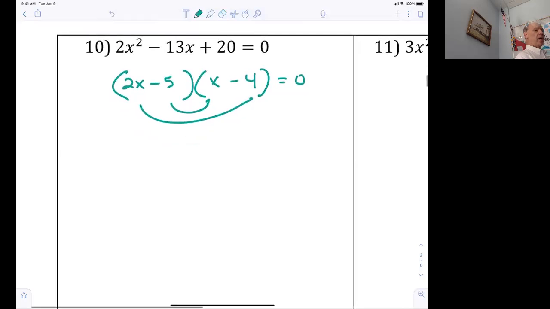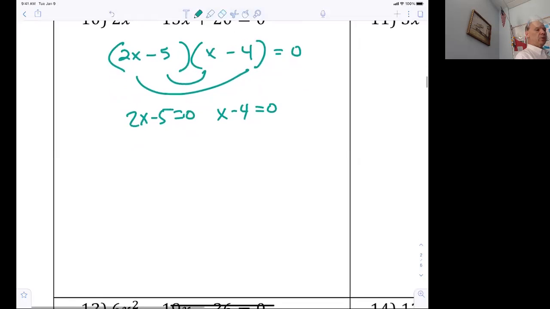All right. Now, 2x minus 5 equals 0. X minus 4 equals 0. So now x equals what? 5/2. Or x equals 4. Beautiful. That's it. Simple, simple, simple.